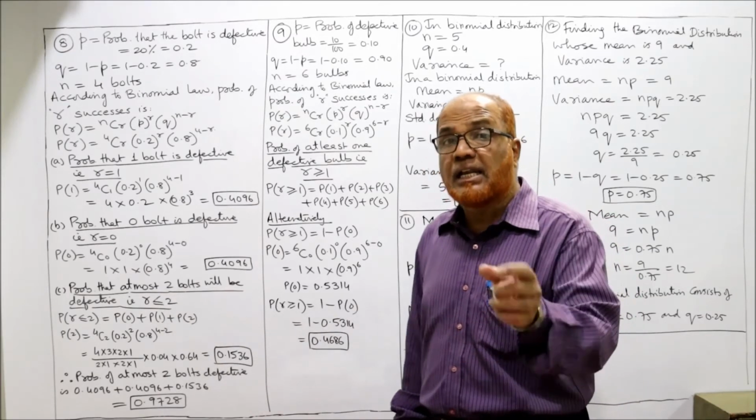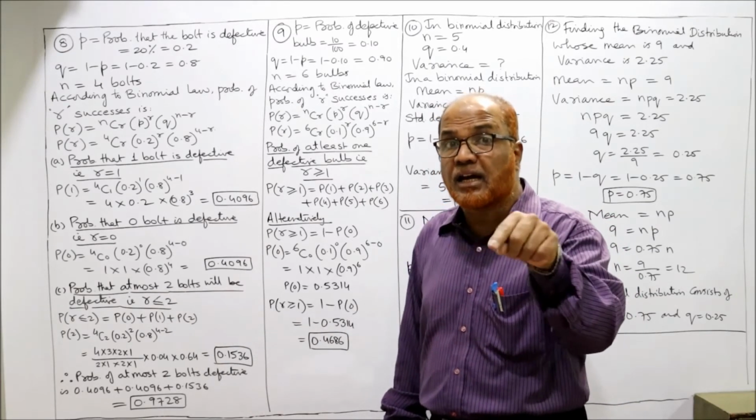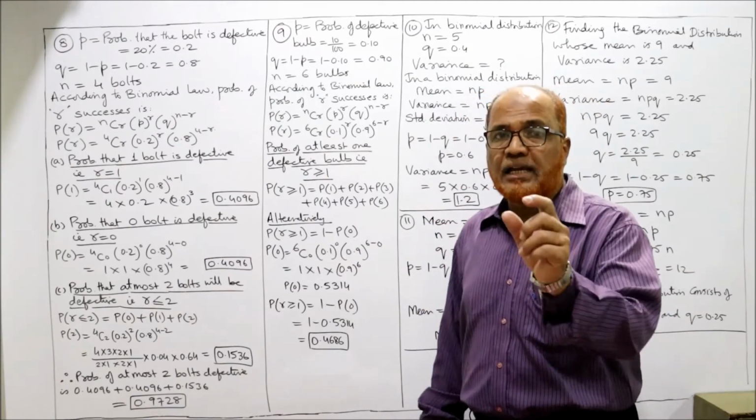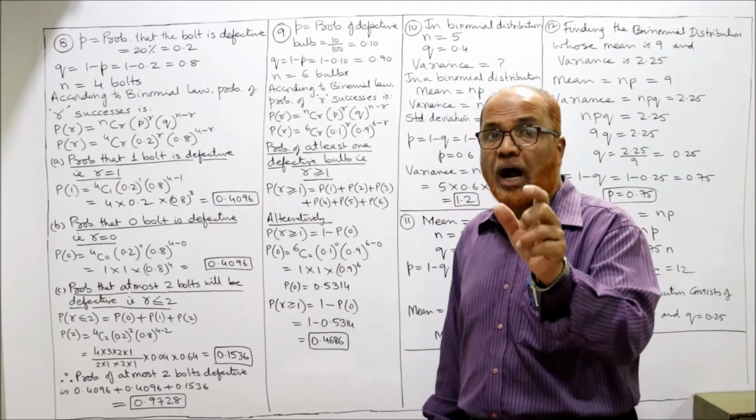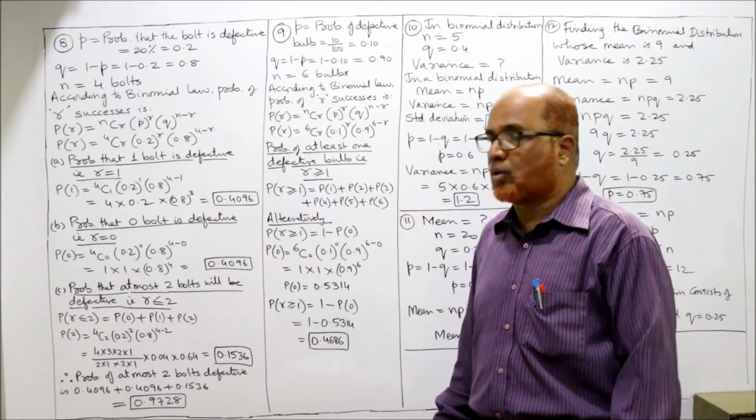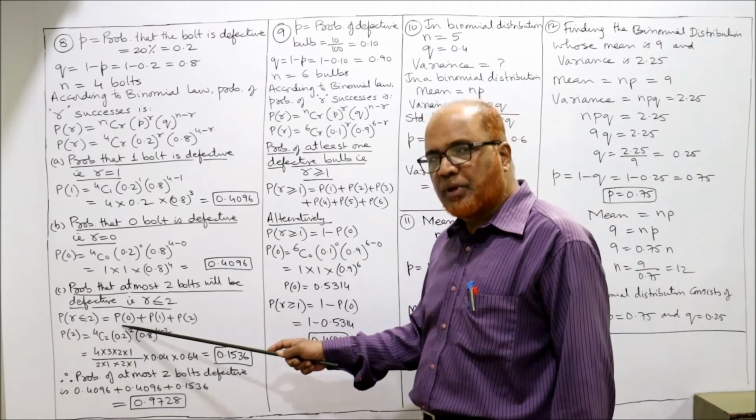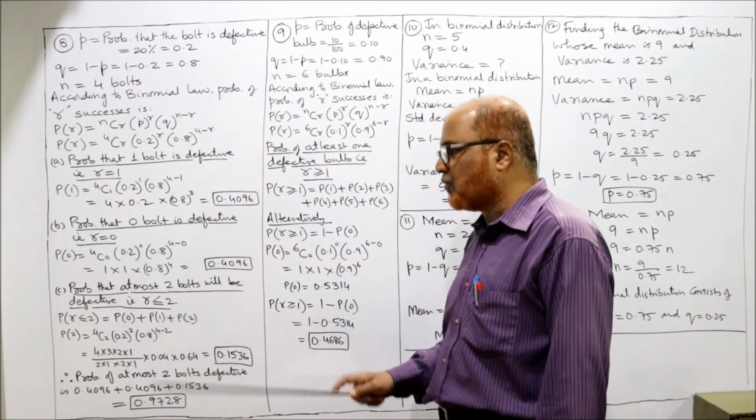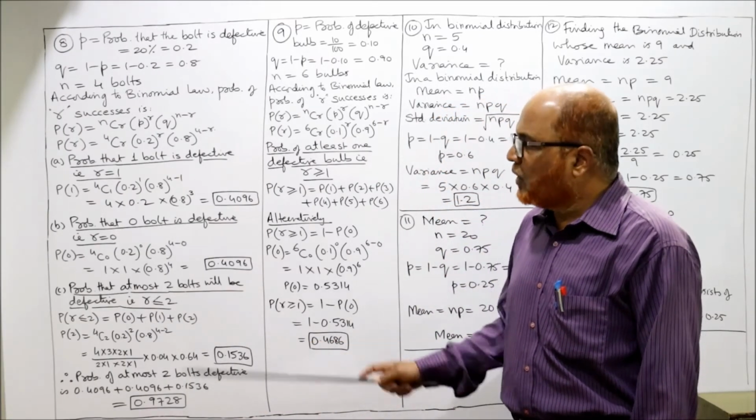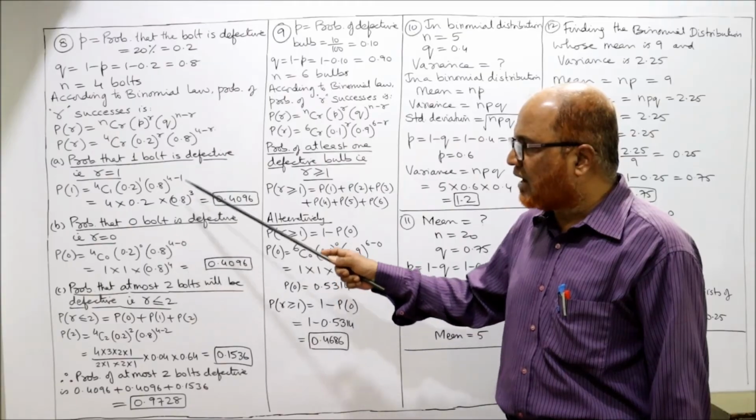When it is given at least, it will be greater than equal to. If at least is given, then greater than equal to. If at most is given, then less than equal to. Here less than equal to 2. So P of R less than equal to 2 is equal to P of 0 plus P of 1 plus P of 2.